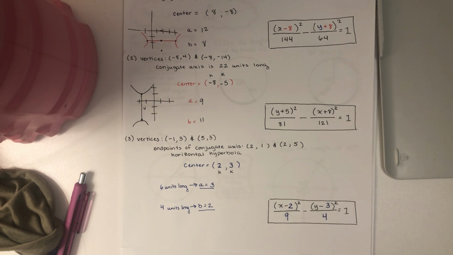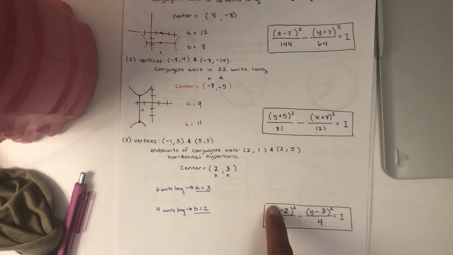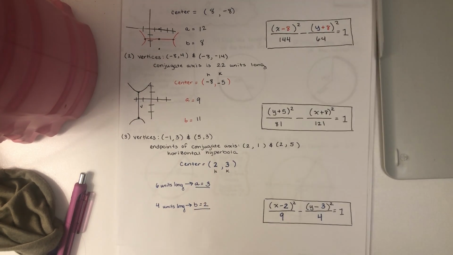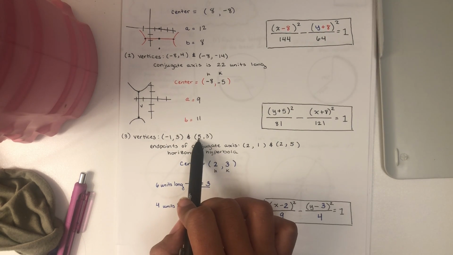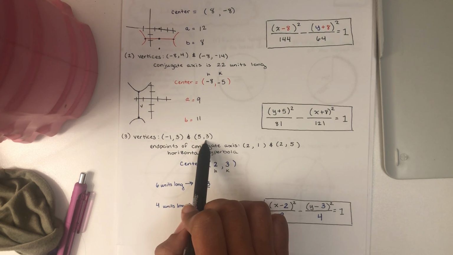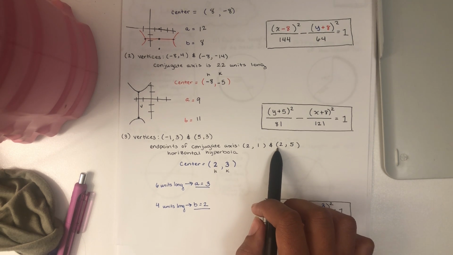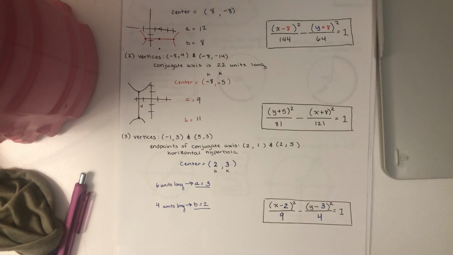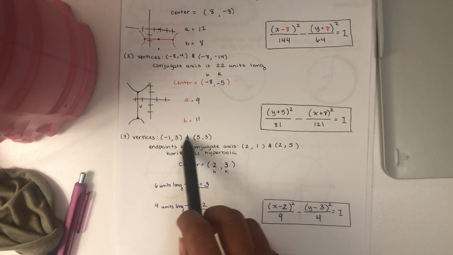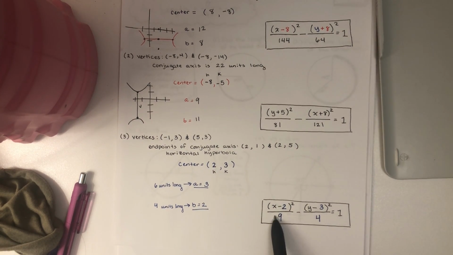For this one, I didn't draw a graph because I didn't need to, right? When we draw the graph, we're trying to see if it's vertical or horizontal. It tells me it's horizontal, so I know x is going to come first. My center, you figure out using the midpoint formula. Negative 1 plus 5 is 4, divided by 2, 2. 3 plus 3 is 6, divided by 2, 3. And you could have even used this one, right? What's 2 plus 2? 4, divided by 2, 2. 1 plus 5, 6, divided by 2, 3. Didn't matter which ones you used. I figured out that this one was 6 units long, which makes your A 3. 4 units long, B is 2. Square them, you're done.